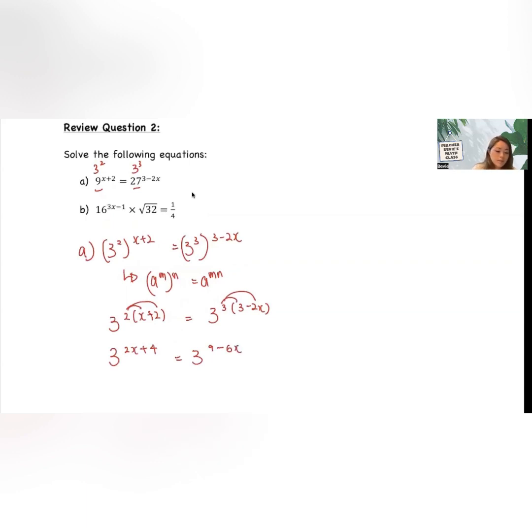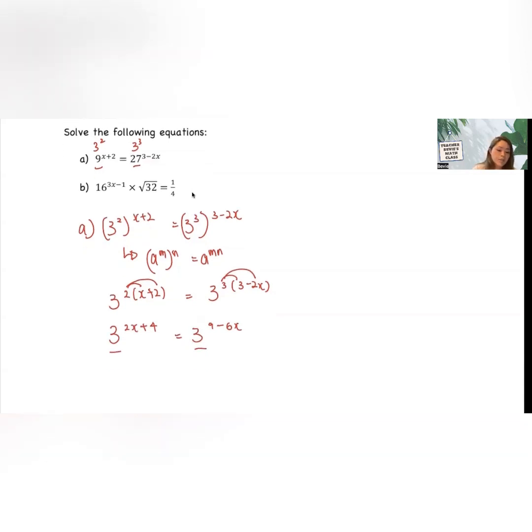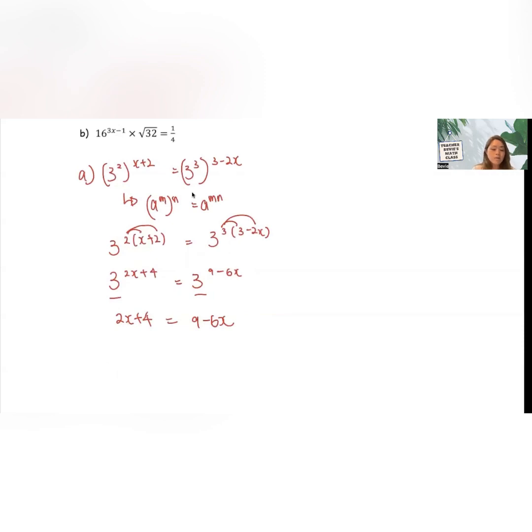So from here, it's easy already because I have my base to be the same. I can just compare the power and it becomes a linear equation. So 2x plus 4 equals 9 minus 6x. From here, x on one side, numbers on the other side. 2x, I'll bring the minus 6x over to become a plus 6x. 9, I'll bring the plus 4 over to become a minus 4. So this is 8x equals 5, and x equals 5 over 8. Okay, so this is my answer for part A.